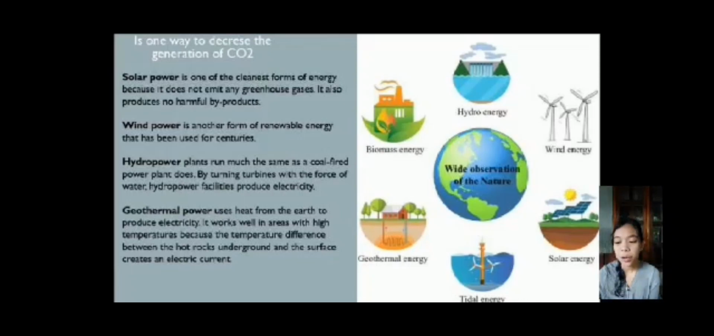Solar power is one of the cleanest forms of energy because it does not emit any greenhouse gases. It also produces no harmful byproducts. So, solar power is the conversion of energy from sunlight into usable electricity. Solar power is a renewable and sustainable source of energy that has many benefits.